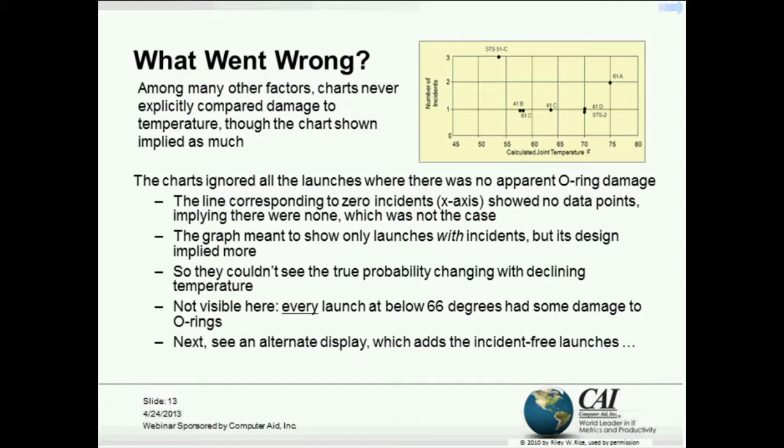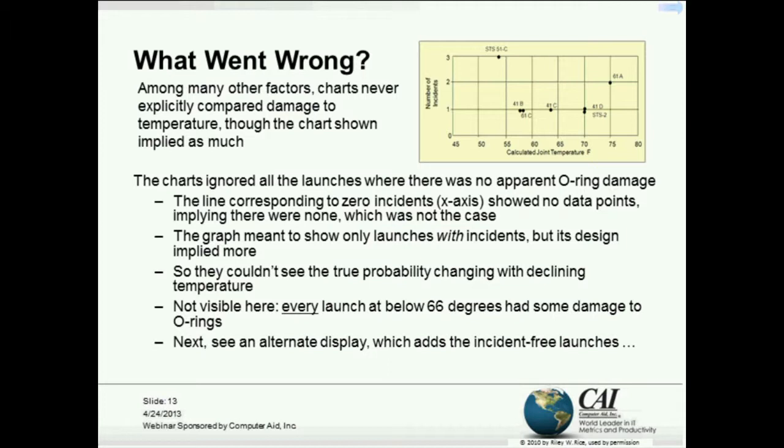Therefore, the implication, without really realizing it, this looks more like fraying, the border. In fact, that's the data line. It implies there were none. And certainly when you run a curve fitting, it will see nothing there, and it will not take those into account. They weren't there. The graph was meant only to show launches with incidents, but its design implied more, both to the eye and to the curve fitting algorithms. So they couldn't see the true probability of the change with declining temperature. What's not visible here is every launch below 66 degrees Fahrenheit, every launch had some damage to O-rings.